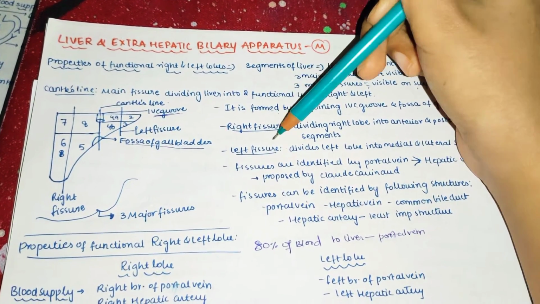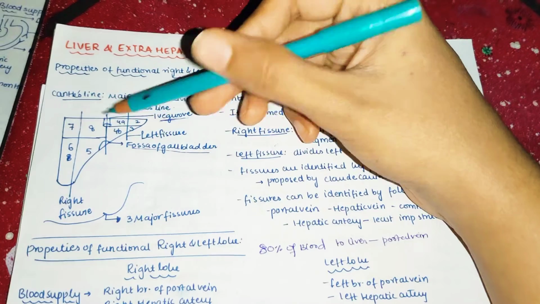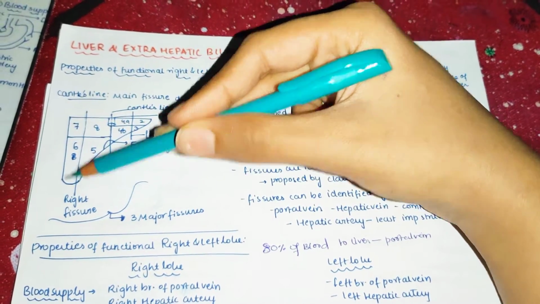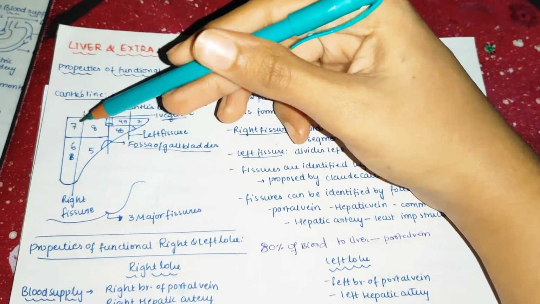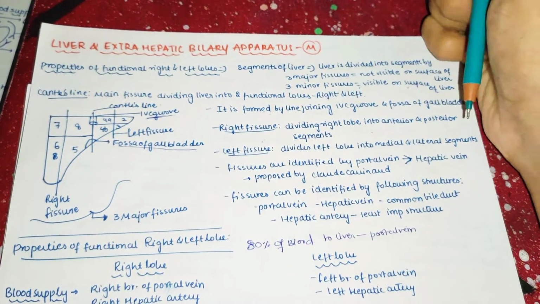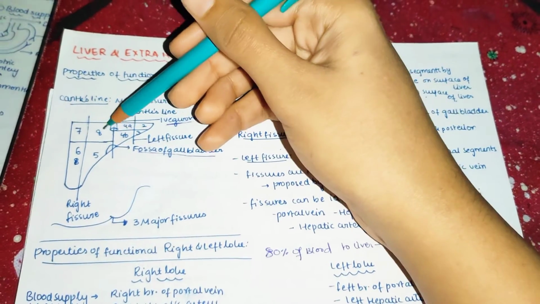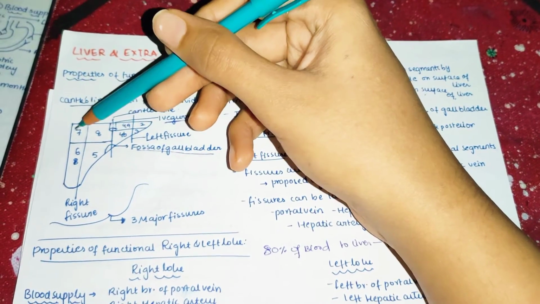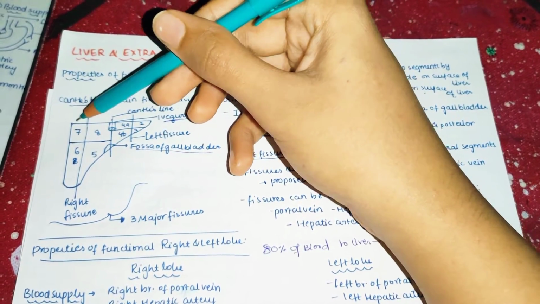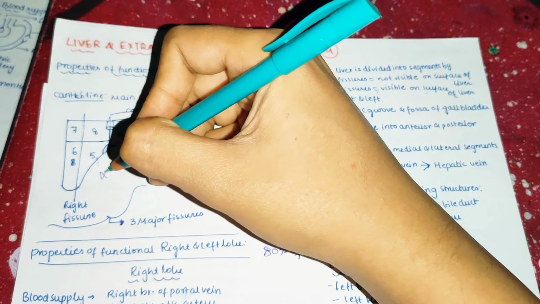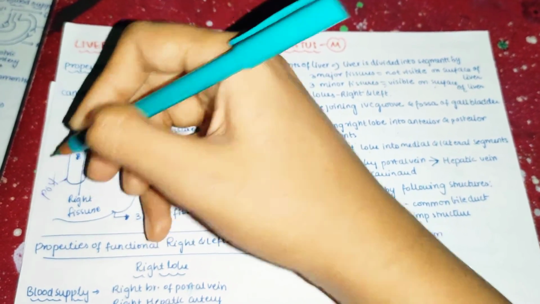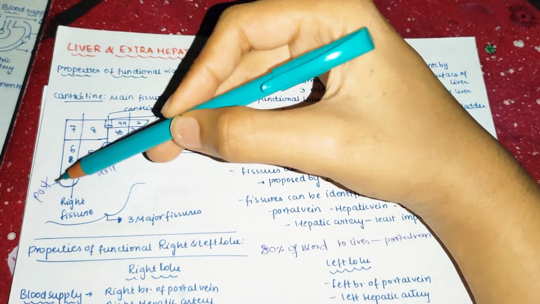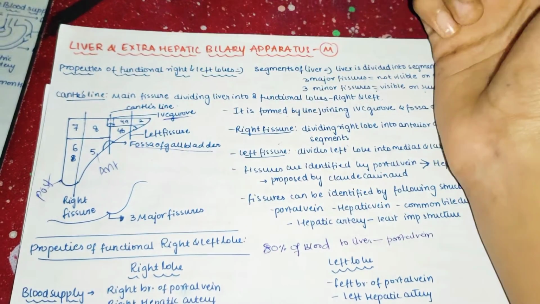So let us see the right fissure. This is the right side, and this is the right fissure. The right fissure in turn subdivides the right lobe of the liver into the anterior and posterior segments. This is the anterior segment of the liver and this is the posterior segment of the liver. They are formed by the right fissure. So the right fissure divides the right lobe again into anterior and posterior segments.